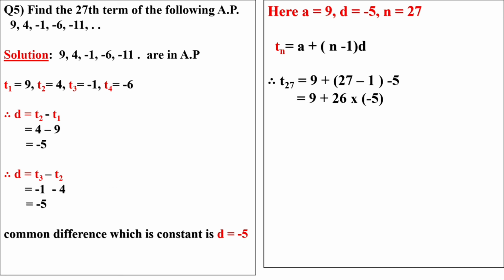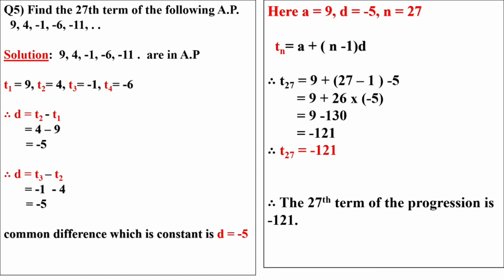27 minus 1 we get 26 multiplied by minus 5. 26 multiplied by 5 we get minus 130. So 130 minus 9 we get minus 121, because 130 is the bigger number and it has the minus sign. Therefore the 27th term value is minus 121.